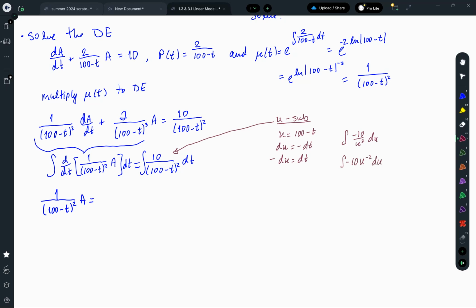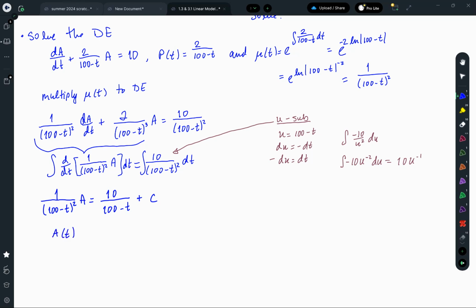So dealing with u to the -2, I would add 1 to the exponent and divide by that. So it's u to the -1 over -1. And with the negative that's already out there, I just get 10 u to the -1, which is 1 over u. Okay, so that means that on the right-hand side, I get positive 10 over 100 minus t, that's my antiderivative, plus c.